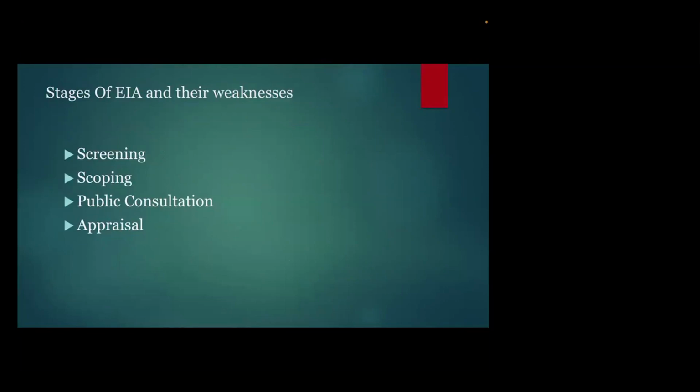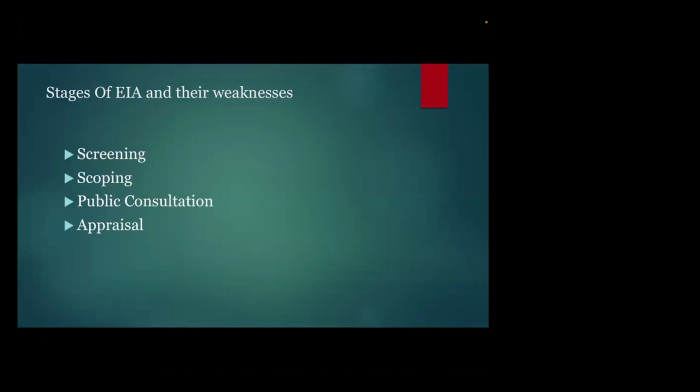So the first step is screening. Screening is the initial step. In this stage, the government or the authority first determines whether a particular project requires EIA, and the second stage is scoping. In this process, the extent and content of the EIA process should be discussed by the authority, that is, what are the issues that should be covered.